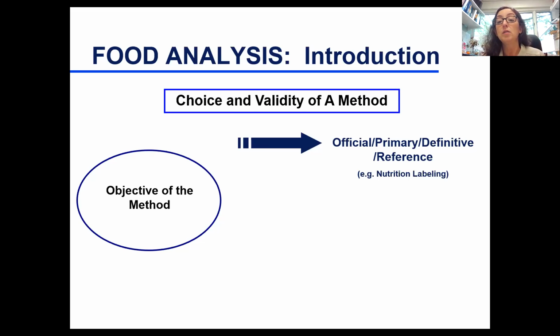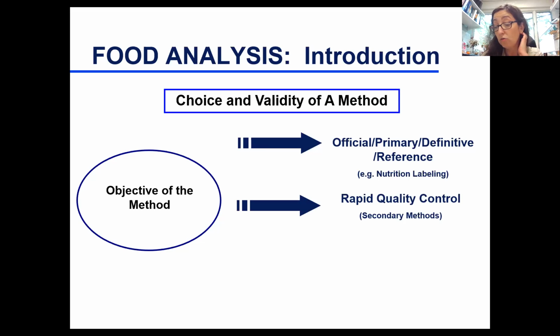And sometimes you hear it is called the reference method. So official, primary, definitive, reference, they all mean similar things. And then an example for that is nutrition labeling, or sometimes you need them to validate new methods or to calibrate an instrument method that gives you fast results. So those are examples of when these primary methods are needed. So rapid quality control, they're always called secondary methods, and sometimes you need to monitor total solids during processing.